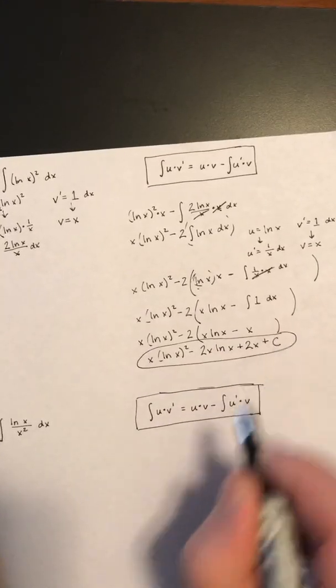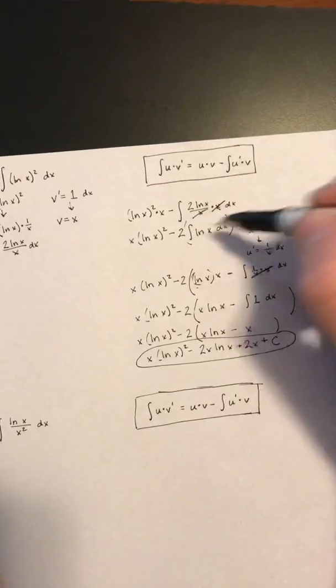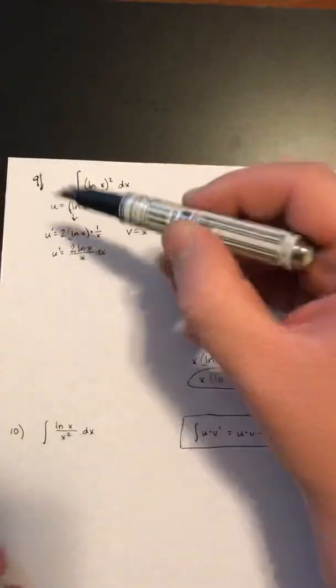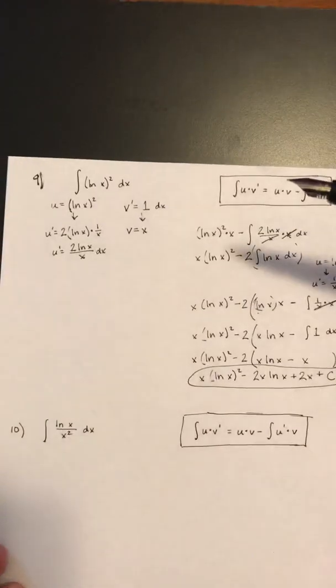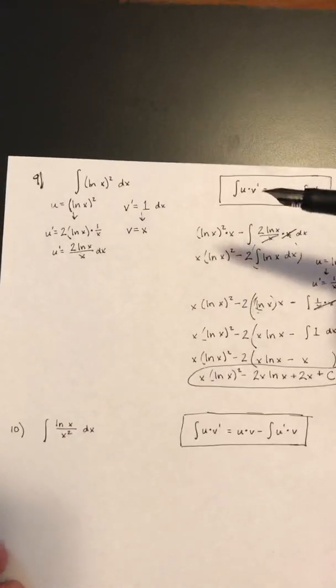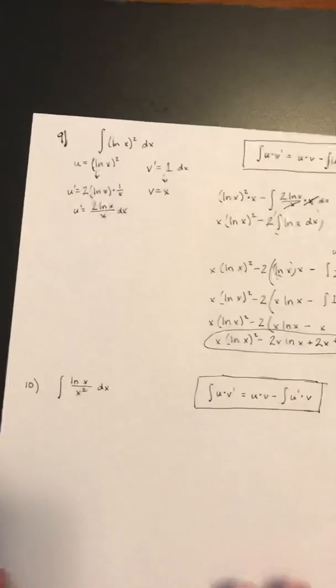Notice again, this was a little bit more of a challenging problem, but it is important to notice that both times when I was dealing with this natural logarithm, that natural logarithm was my u, and my v prime was actually just a plain old 1. So now that I've got number 9 handled, we're going to go ahead and move on to number 10.